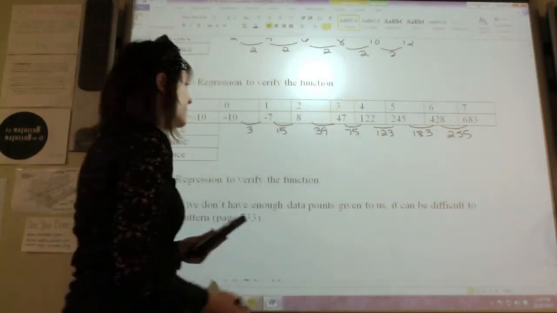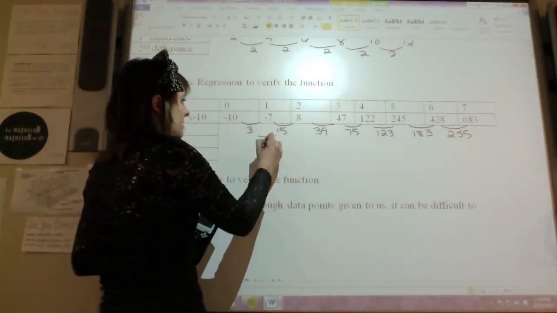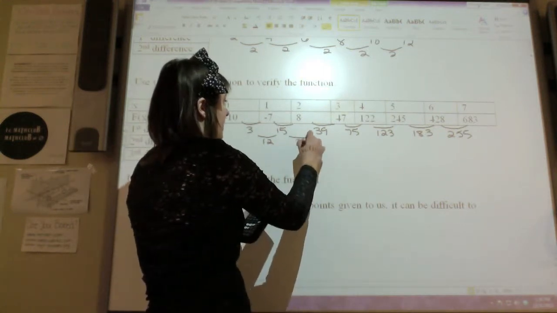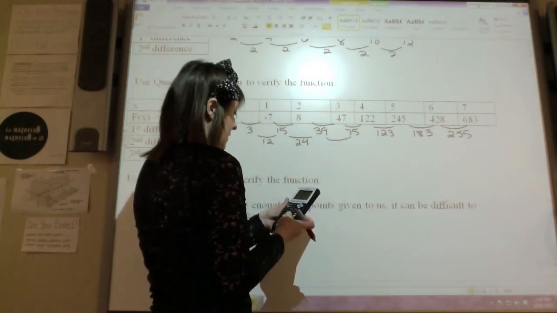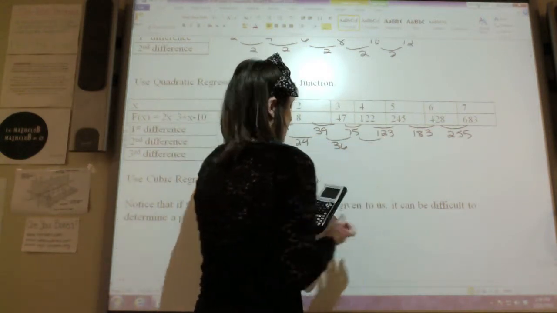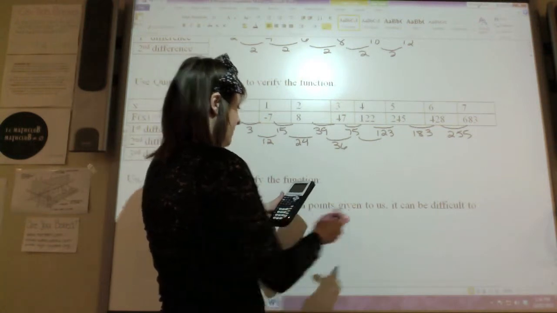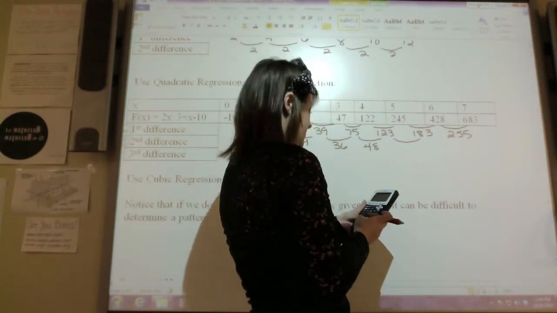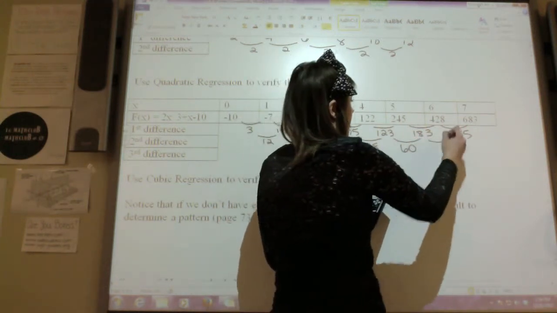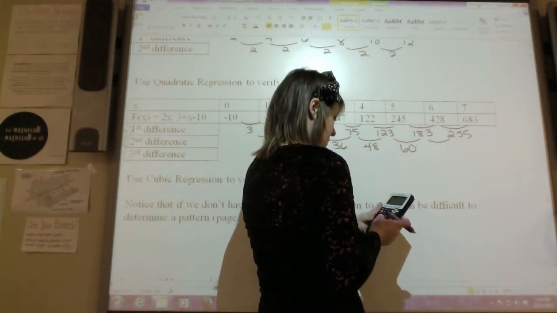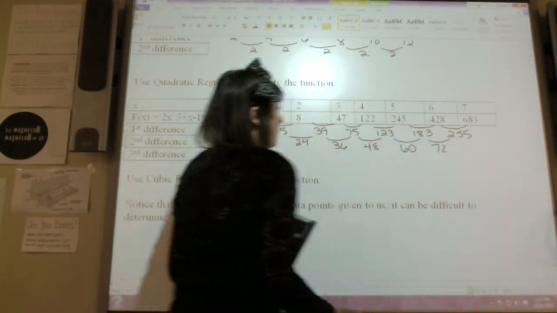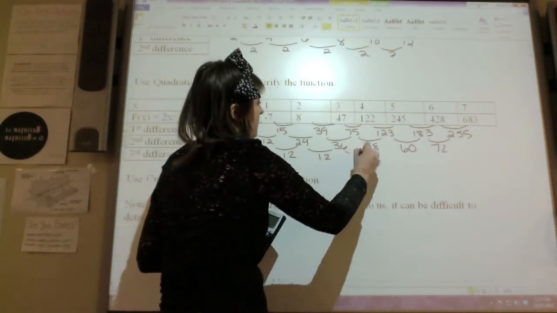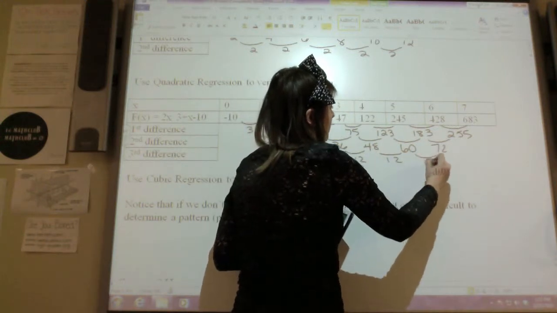Okay, obviously my first difference didn't work out, so I'm going to keep going. 15 minus 3 is 12. Okay, 39 minus 15 is 24. 75 minus 39 is 36. 123 minus 75 is 48. 183 minus 123 is 60. And 255 minus 183 is 72. Okay, second difference still didn't work out, so I'm going to keep going. 12, 12, 12, 12, 12.